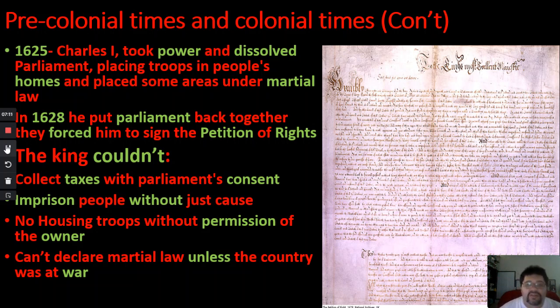Also, the king can't declare martial law unless the country is at war. Granted, yes, we may need soldiers in the town if there's a war going on to protect it. But until that war happens, soldiers should not be taking over towns, controlling parts of towns. So that was the Petition of Right.